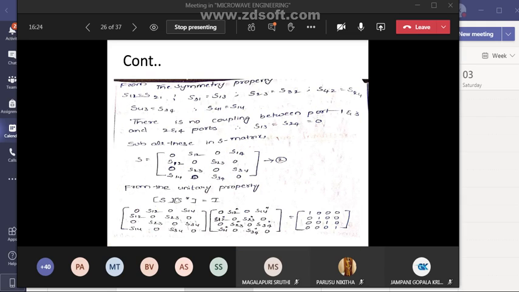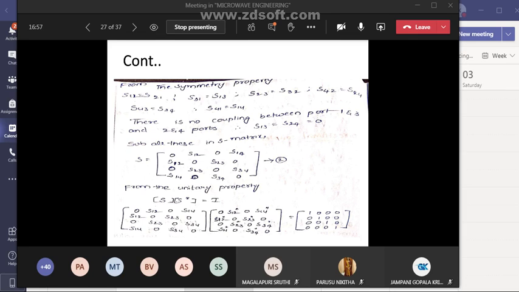We know the properties of the S matrix. From the symmetry property, we can write S12 equal to S21, S31 equal to S13, S23 equal to S32, S42 equal to S24, S43 equal to S34 and S41 equal to S14.